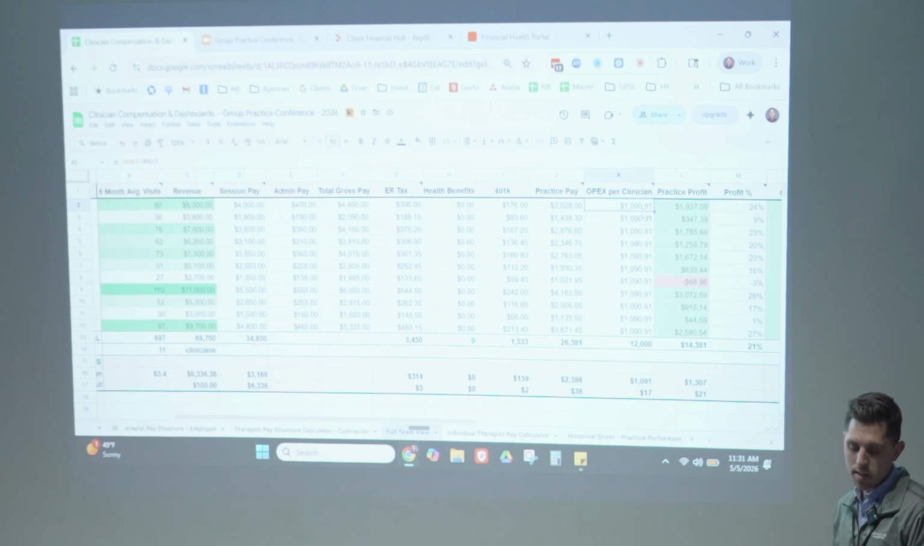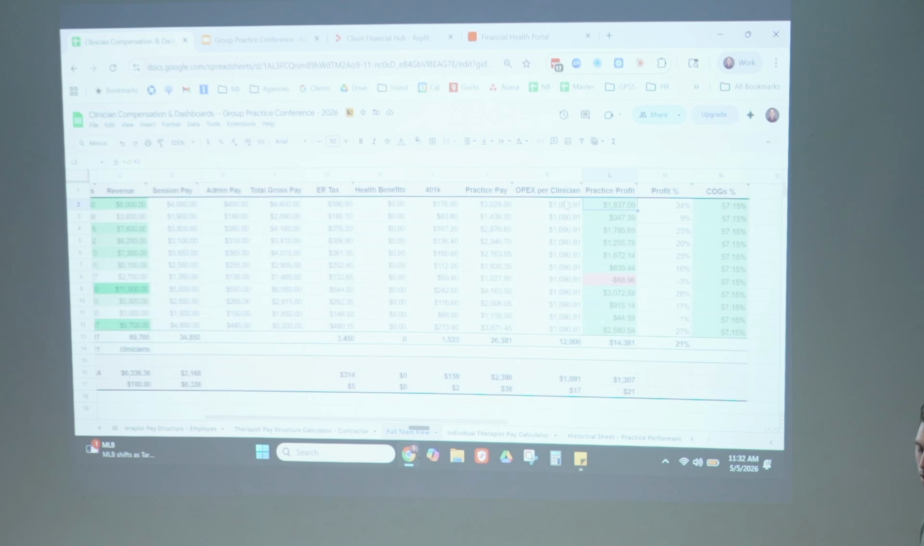The practice pay is going to be basically what are we keeping after payroll and benefits and taxes. The profit is going to be what are we keeping after operating expenses. So those are both important, but they're going to tell you a little bit of a different piece there. Okay, so that's the high level view on this.